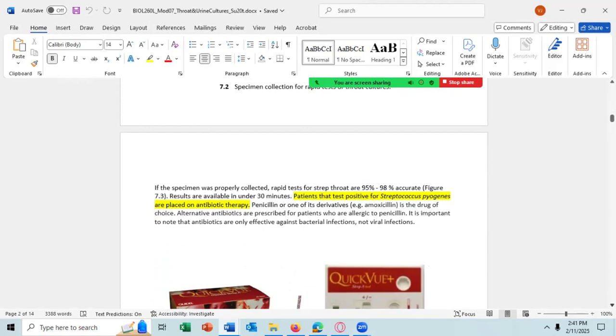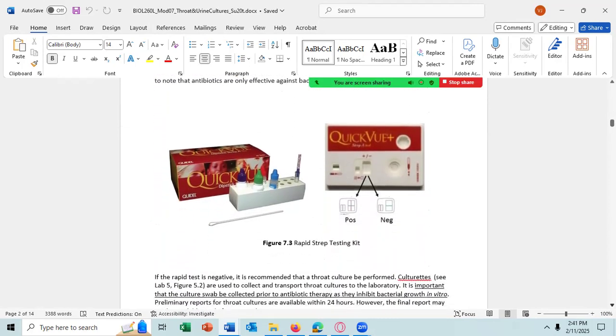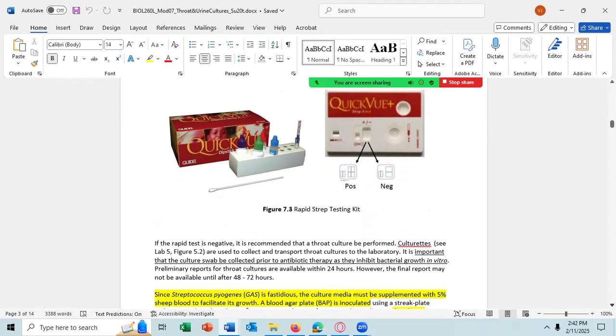Patients who test positive for Streptococcus pyogenes are placed on antibiotic therapy. And that's because Streptococcus pyogenes has a glycocalyx, which we can see under the microscope. So we call it a capsule.